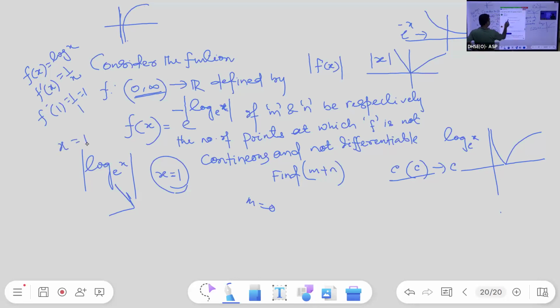So the value of n is equal to 1, m is equal to 0, n is equal to 1. So m plus n equals 1. Okay.